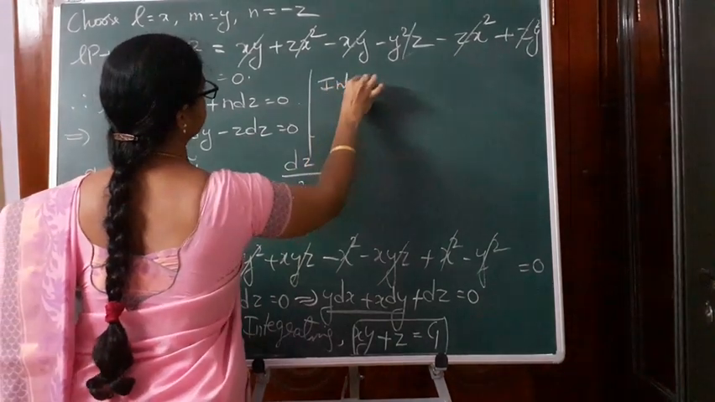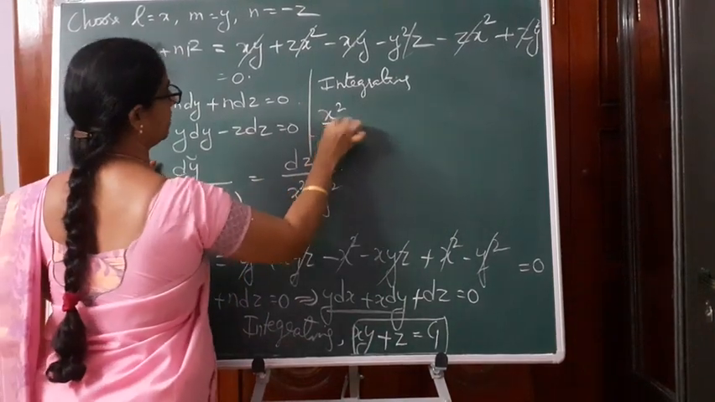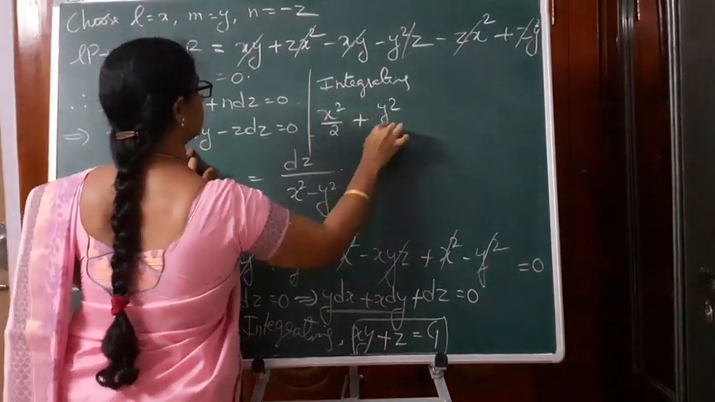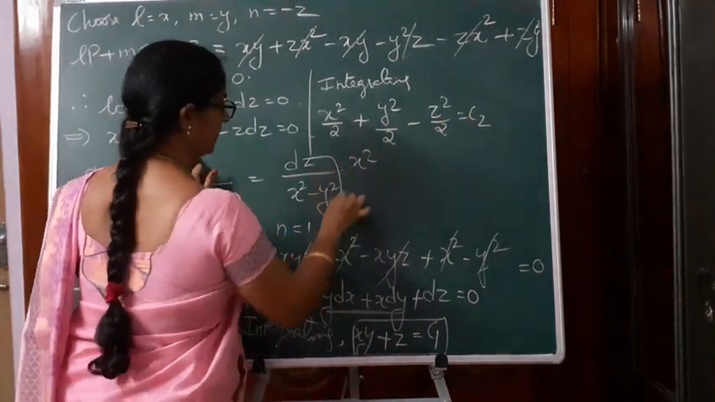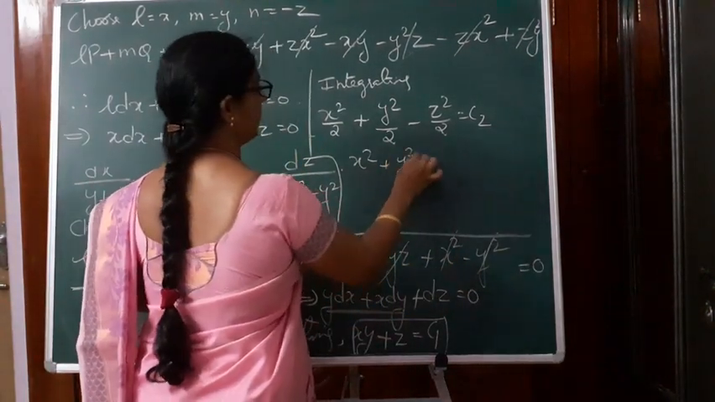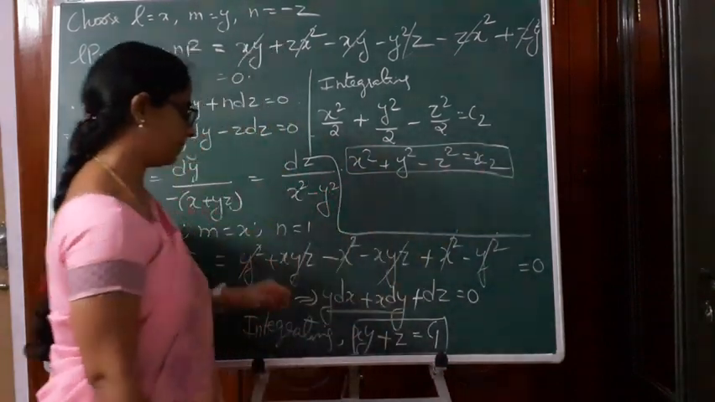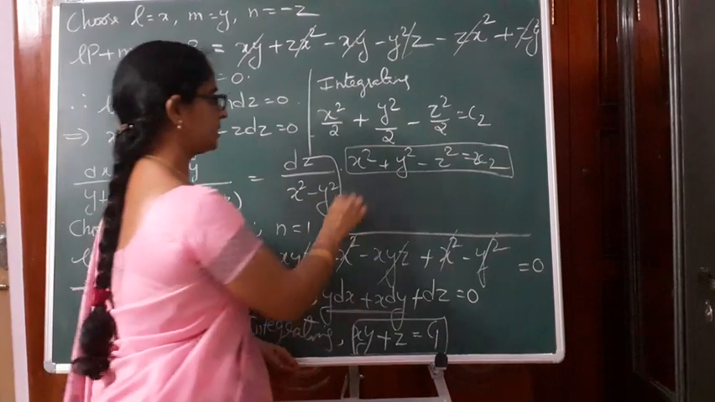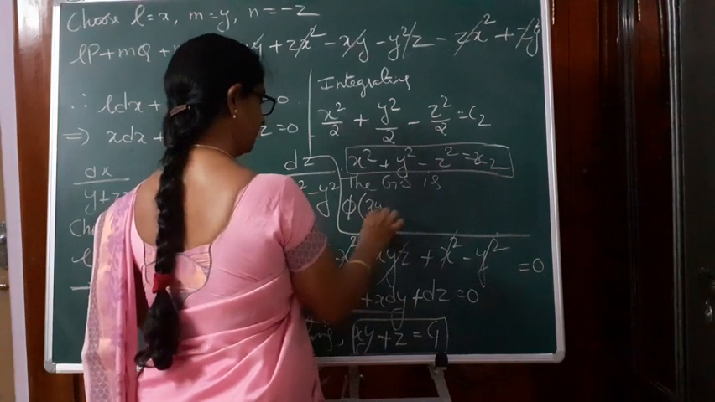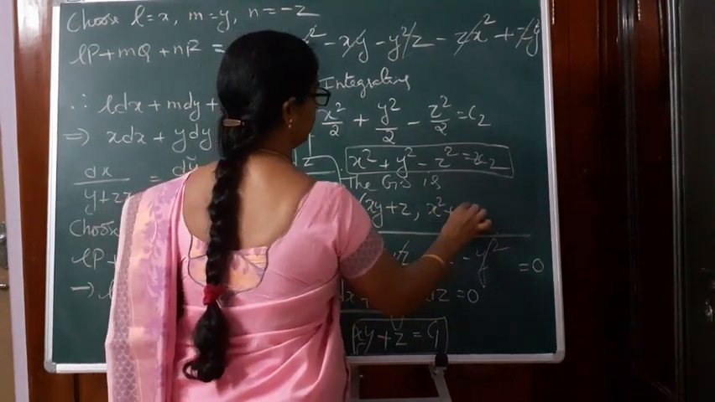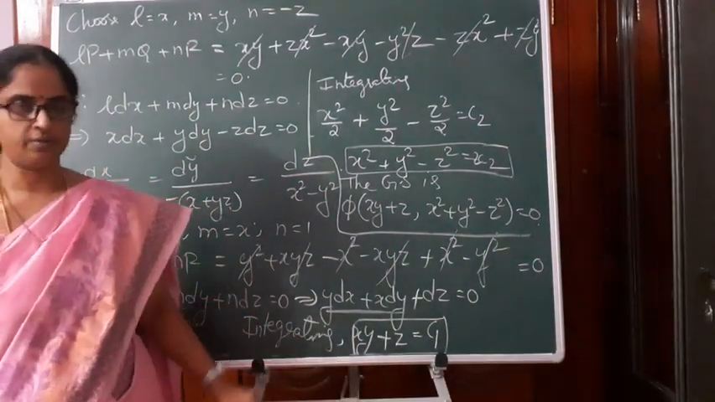On integrating both sides, we get integral of x dx is x square by 2 plus integral y dy is y square by 2 minus z square by 2 is equal to c2, or x square plus y square minus z square is equal to 2c2 or some other constant. So we obtain two independent solutions. So what is the general solution now? The general solution is phi of (xy plus z, x square plus y square minus z square) is equal to 0.